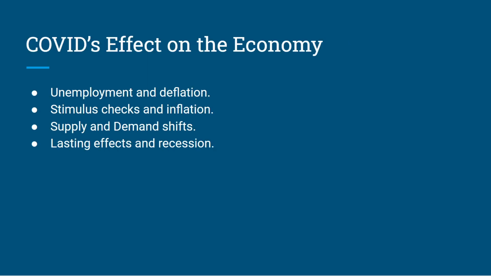So COVID has had a very big effect on the economy, as we've seen, and I've talked about previously. So unemployment and deflation. So it started off with people losing their jobs. People couldn't leave the house, which in turn caused there to be less money in people's pockets. Then we saw stimulus checks roll out, which started rolling the ball for inflation. Then we saw supply and demand shifts. So when people had less money to spend, there was less demand, which in turn caused businesses to supply less.